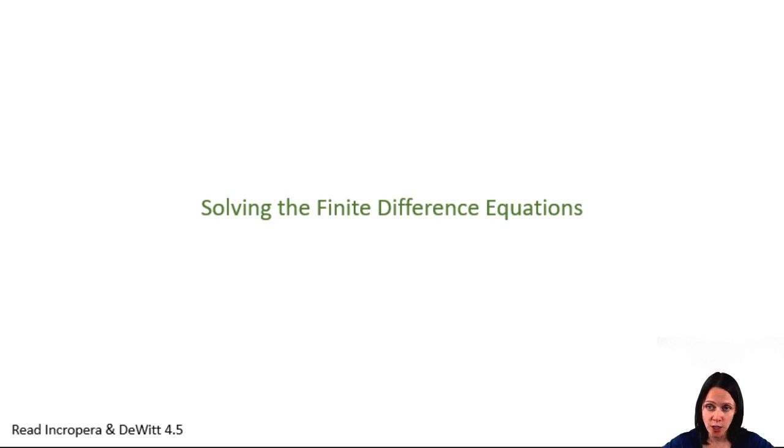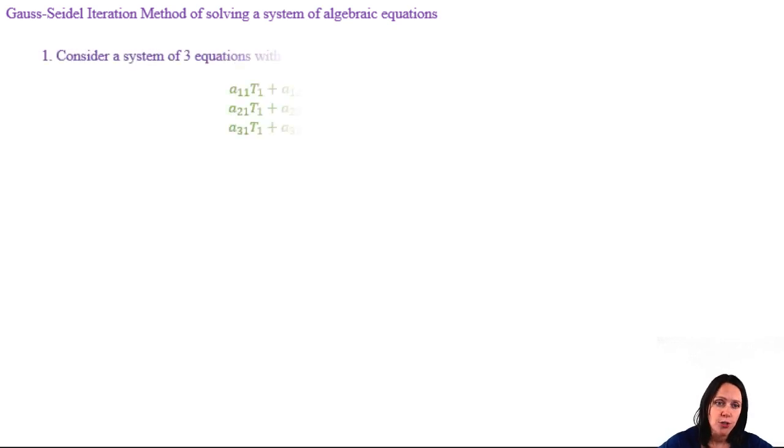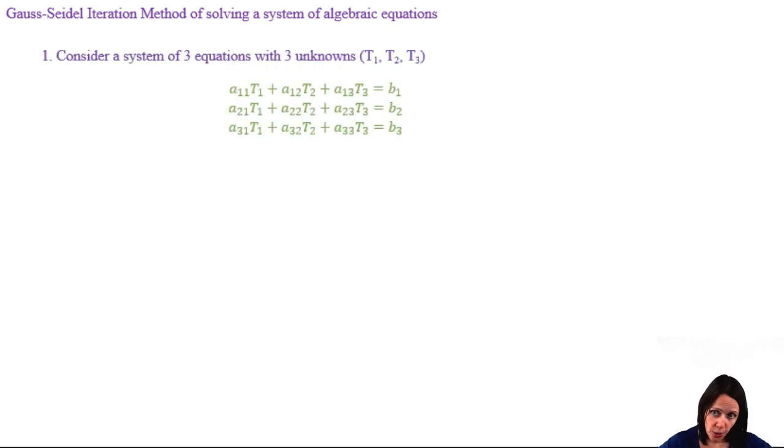In this video we're going to talk about how we'll solve the finite difference equations that we talked about in video 4.4 for all the unknown temperatures. There are several ways of solving systems of n equations with n unknowns. Gauss-Seidel is just an iterative method which can handle systems of equations with very high n, very high numbers of equations and unknowns. So consider a system with three equations, three unknowns, T1, T2, T3.